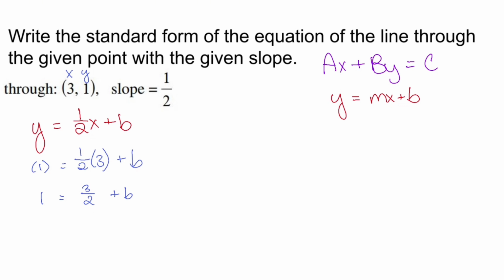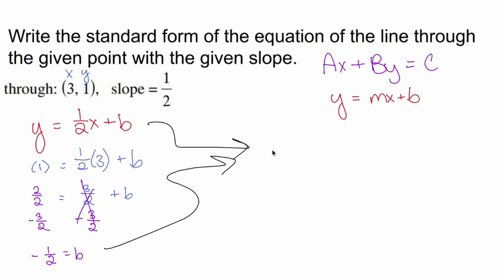Now I'm going to turn 1 into 2 over 2, because 1 is 2 over 2. And if you're wondering why, my next step is to subtract 3/2 from both sides. When I do that, now I can combine fractions. 2 over 2 minus 3 over 2 is negative 1 over 2, and that's what my b is. So when I put it all together, I have y equals 1/2 x plus b, or plus negative 1/2.